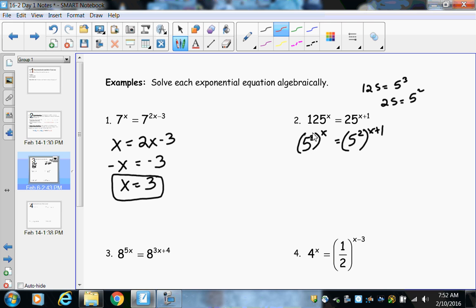Then I'm going to distribute, because a power to a power you multiply. So that's really 5 to the 3x equals 5 to the 2x plus 2. And now, since they both have a common base of 5, I just have to solve the exponents. And I get that x equals 2.